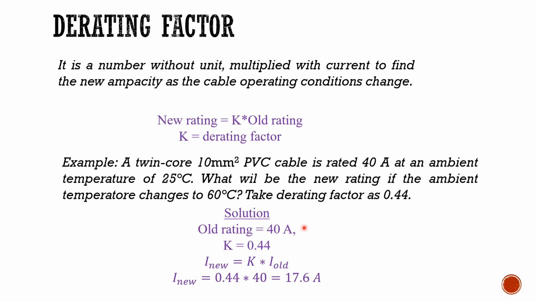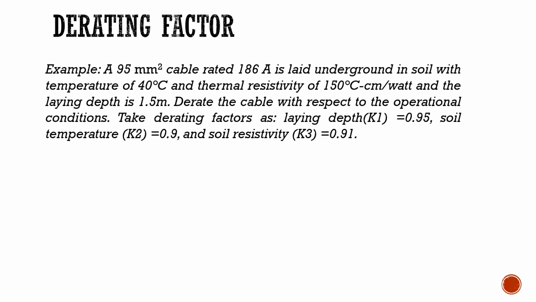Solution: old rating is 40 amperes. The rating factor is 0.44. So the new rating of that cable will be K times the old current rating, which is 17.6 amperes. Something that was carrying 40 amperes is now derated to 17.6 amperes because of the condition that changes. That's so interesting. So we move on.